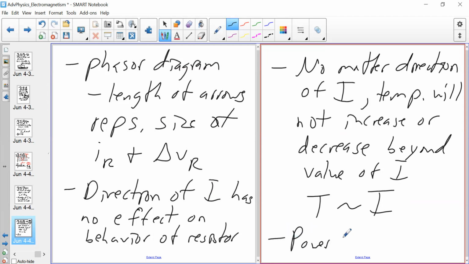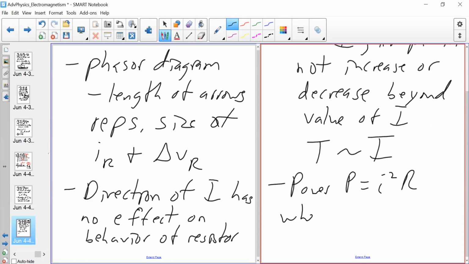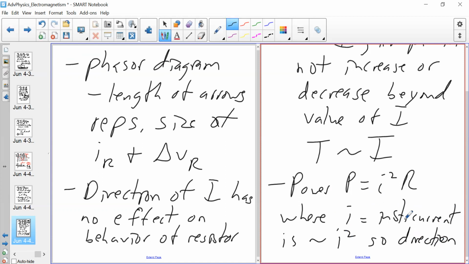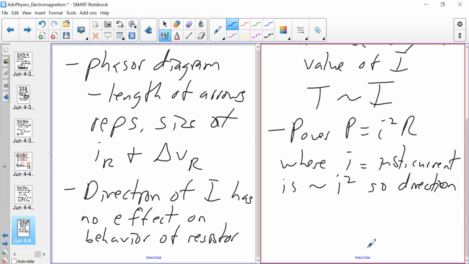So power in AC with a resistor is I squared R, where I equals instantaneous current because it's a sinusoidal function. The instantaneous current is proportional to I squared. So the direction of current doesn't matter, because positive or negative squared, 2 squared or negative 2 squared, is still 4. It doesn't matter. So the direction of I is not important.